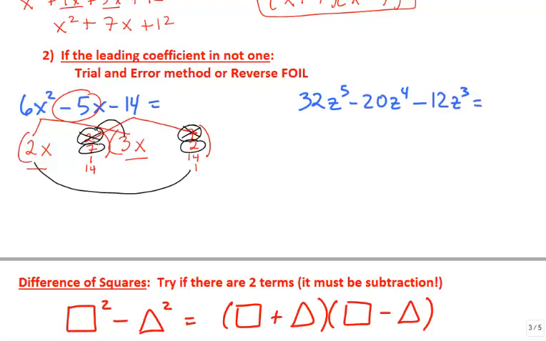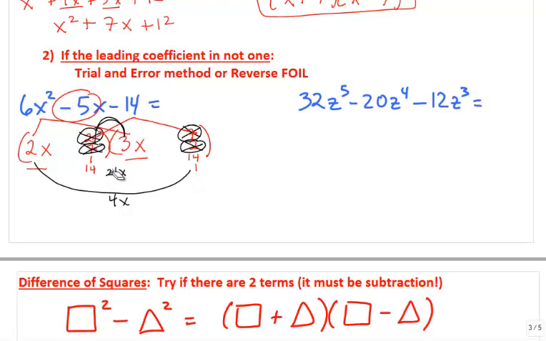So if I do this middle term times this middle term, inner times inner, 7 times 3x would be 21x, and 2x times 2 would be 4x. Can I add or subtract 21 and 4 and get a 5? No. So this option doesn't work either.